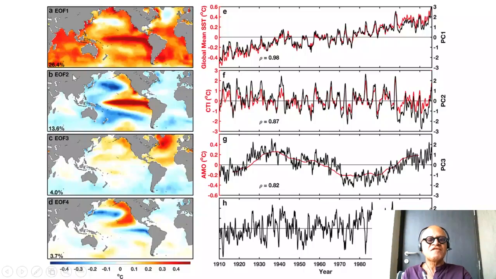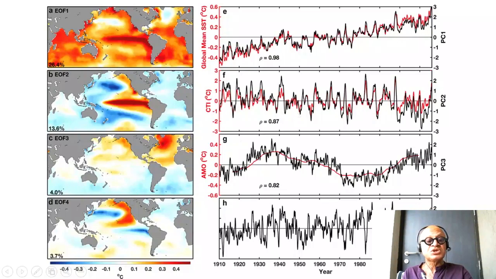But the second EOF captures the interannual variability, or the El Ninos and the La Niñas. So El Nino is when it's warm here, and La Niña is when it's cold here. And you can see that there are apparent changes in the frequency, duration, amplitude, and so on, but it's not clearly known whether that's natural variability or modulation by the global warming.